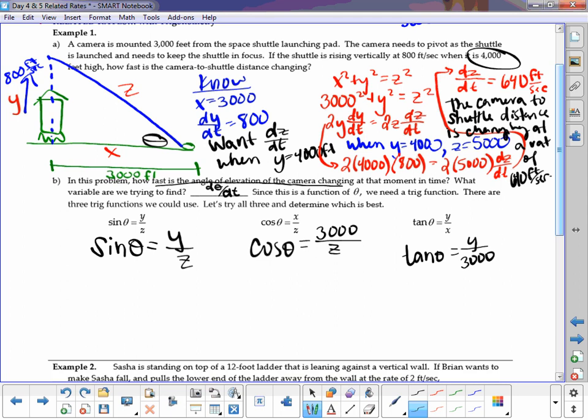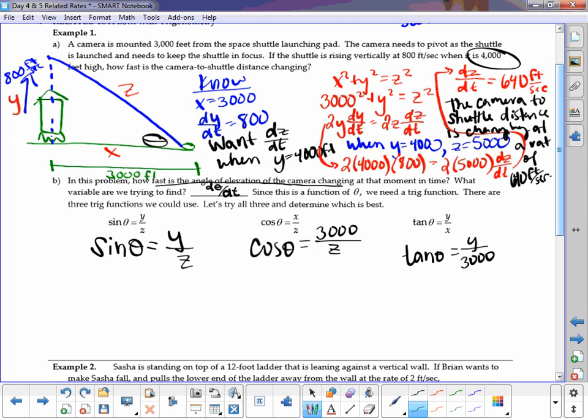Which one do we know without a doubt we should not use? Sine. Yeah, sine's got too much going on there, right? We don't know y, we don't know z. And if we think about it, when we take the derivative, we would have d theta dt, dy dt, and dz dt. Okay, well, I've got dy dt. Not much more. Okay, so we know we definitely don't want to use that. Now let's take a look at cosine and tangent.